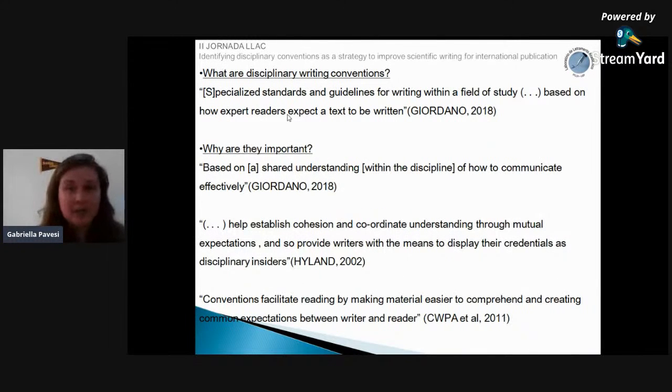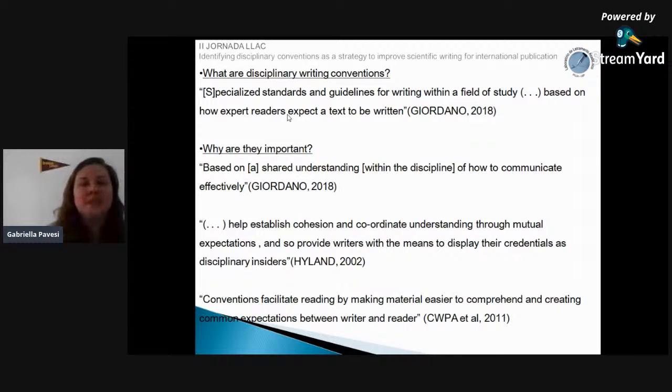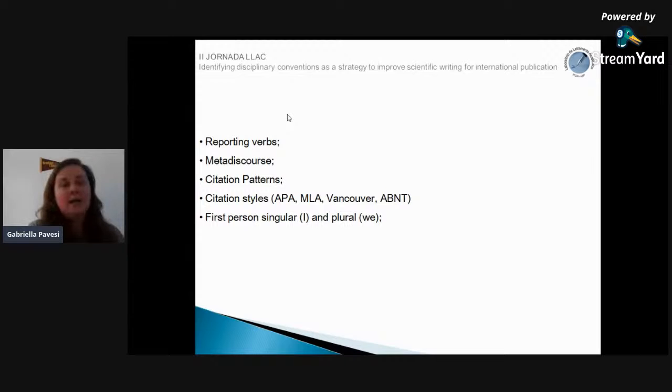So knowing these conventions, becoming aware of them, helps us to become more active participants in the discourse community of our discipline, and therefore facilitates publication. So what are some of these elements, in terms of linguistic and textual elements, that can be affected or influenced by disciplinary writing conventions?